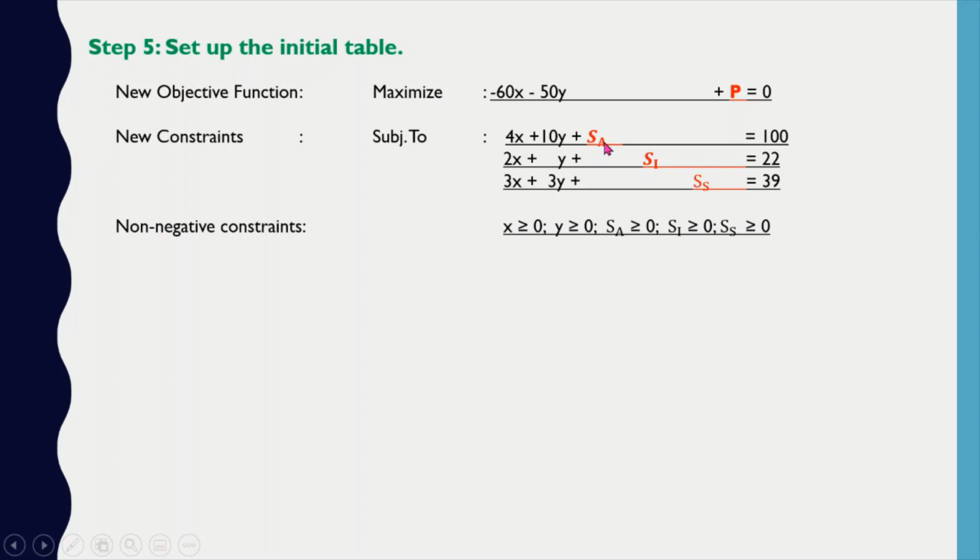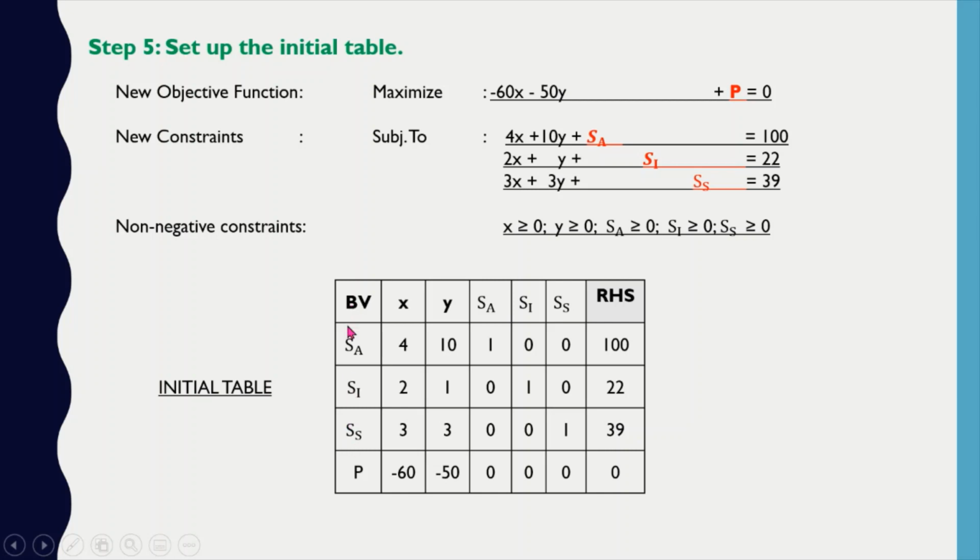So we have now slack variables given for assembly, for inspection, and for storage space. Specifically, each has a coefficient of 1. Okay, so for our initial table, this will be like this. We have here the first column, our basic variable, BV, that means basic variable. We have here our second column, which is X variable. This is our main basic variables, X and Y. So the third column here, this is our Y.